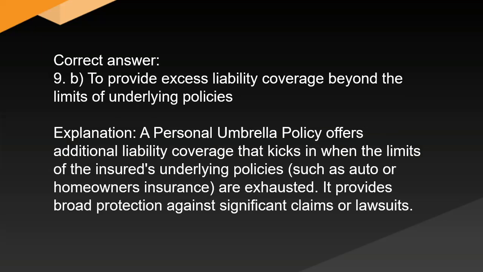Correct answer. B. To provide excess liability coverage beyond the limits of underlying policies. Explanation. A personal umbrella policy offers additional liability coverage that kicks in when the limits of the insured's underlying policies, such as auto or homeowners insurance, are exhausted. It provides broad protection against significant claims or lawsuits.